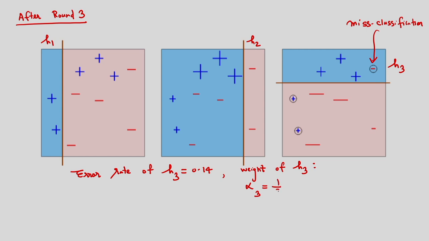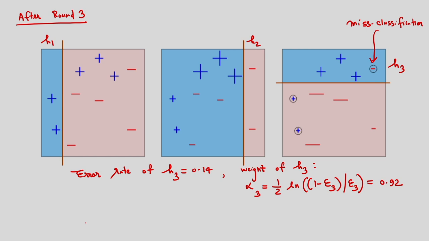So, it is 1 by 2 ln (1 minus epsilon 3) divided by epsilon 3, that is equal to 0.92.